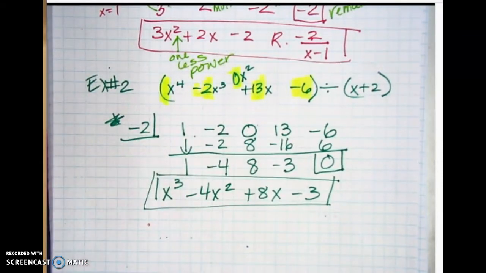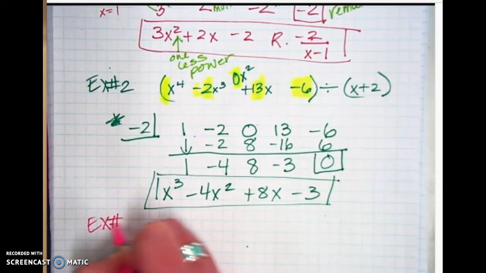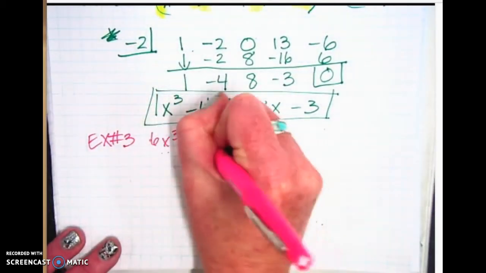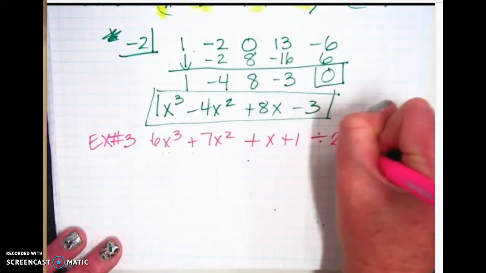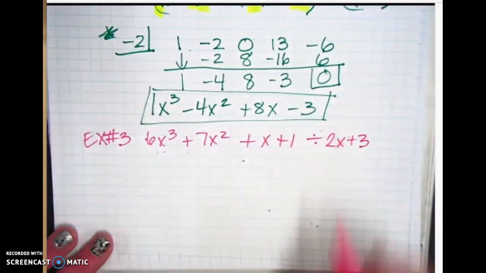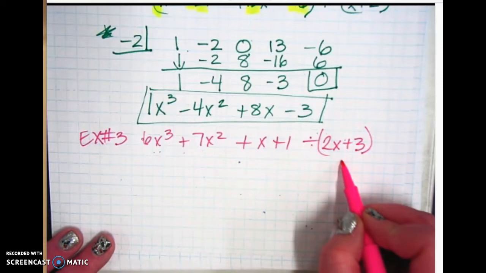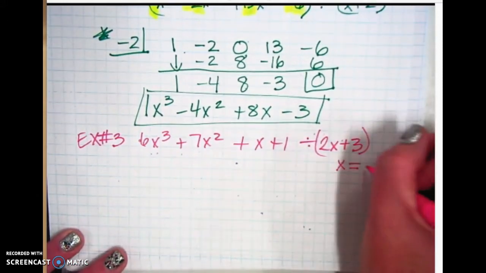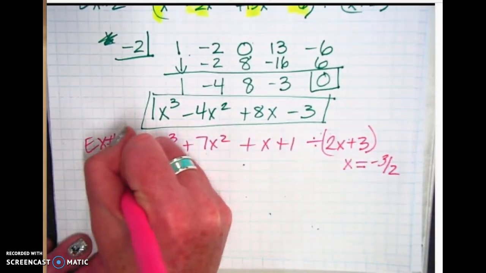Example number 3, only copy down if you want to. If you just want to watch, you can just sit and watch. All right, so 6x to the 3rd plus 7x squared plus x plus 1 divided by 2x plus 3, okay? The trickiest thing here is that we're dividing by 2x plus 3, which means that x is going to be equal to negative 3 over 2. So our synthetic division number is negative 3 halves.